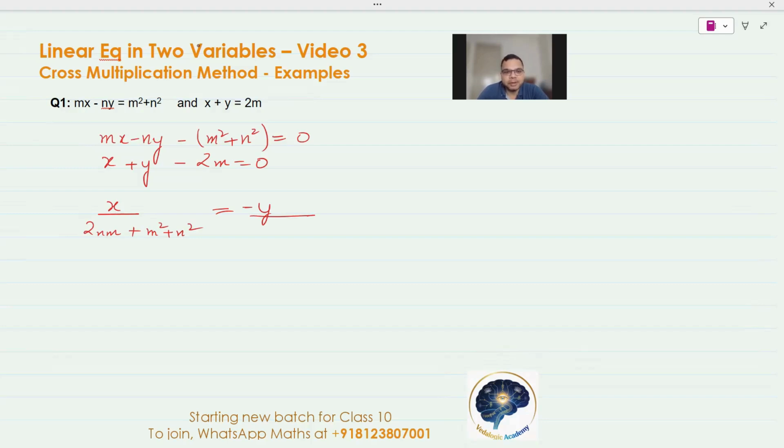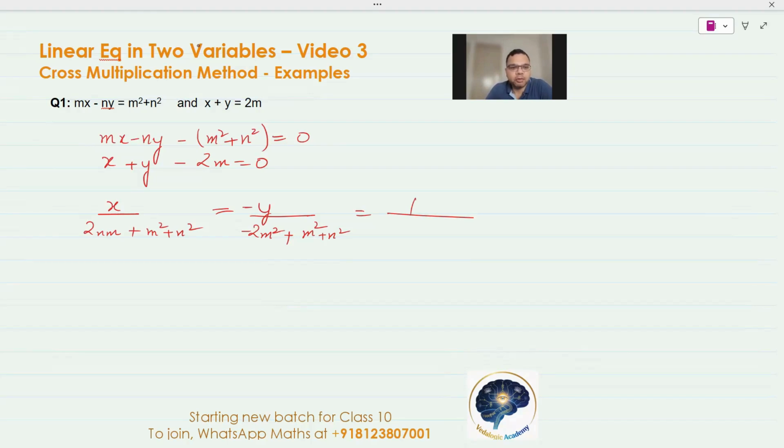So it becomes m into minus 2m, that becomes minus 2m square, and 1 into minus m square plus n square, that becomes minus m square plus n square, but then I have to put minus, so it becomes plus m square plus n square equals 1 upon. So now we are not going to use the coefficients of constant terms, but we are going to use the coefficients of x and y only.